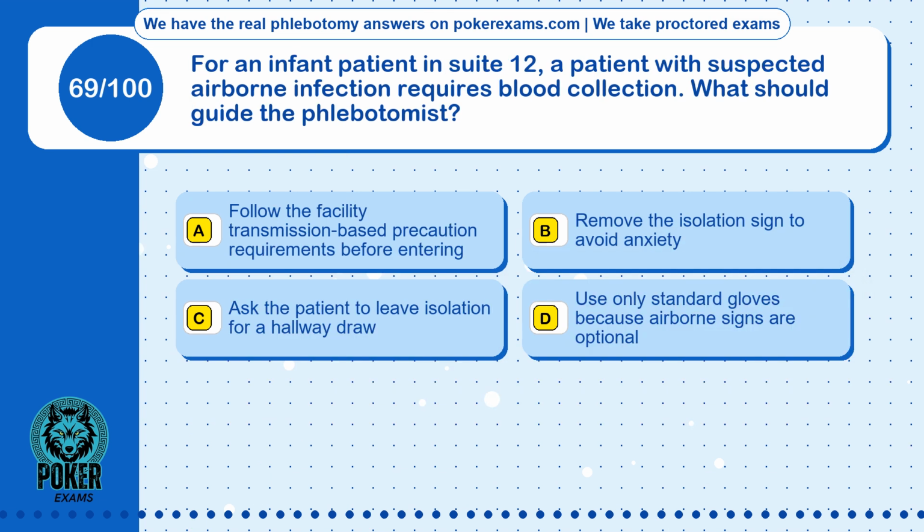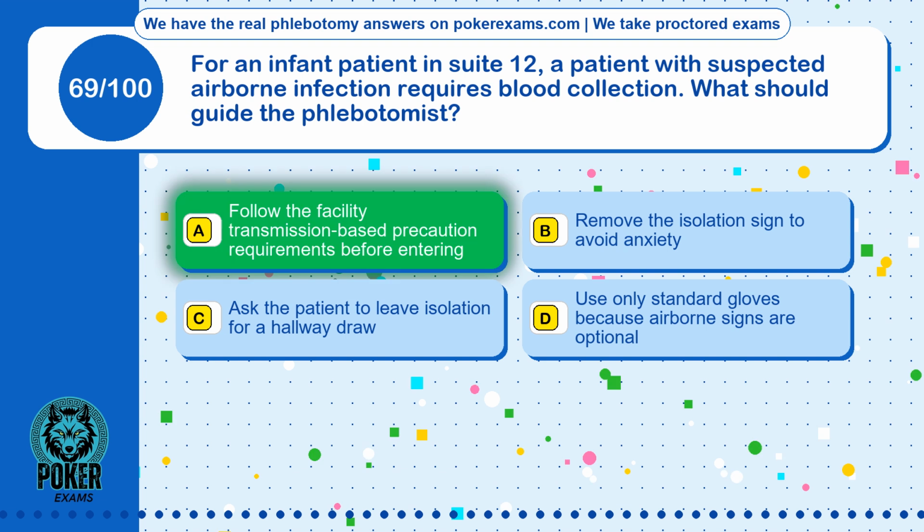Question 69. For an infant patient in Suite 12, a patient with suspected airborne infection requires blood collection. What should guide the phlebotomist? Option A. Follow the facility transmission-based precaution requirements before entering. Option B. Remove the isolation sign to avoid anxiety. Option C. Ask the patient to leave isolation for a hallway draw. Option D. Use only standard gloves because airborne signs are optional.